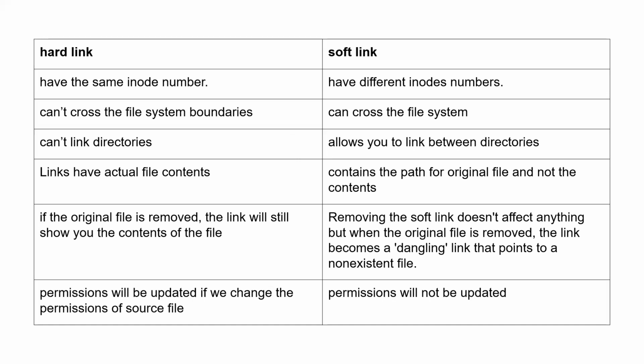You see the hard link has the same inode number. This one has a different inode number. Hard link cannot cross file system boundaries. This one can cross file system boundaries. You cannot link to a directory with a hard link, but the soft link allows you to link to a directory as well. So this is like a link that has the actual file content, but this one contains the path of the original file and not the content. It's like a shortcut I mentioned.